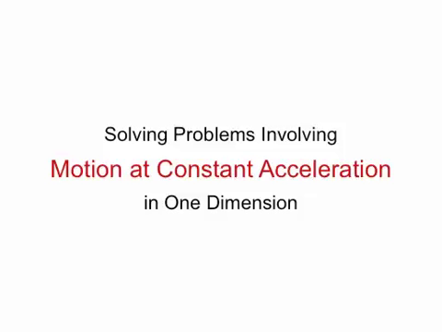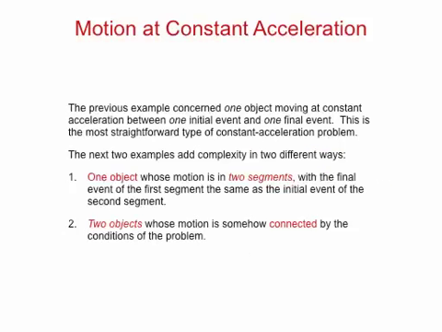We continue our introduction to problem-solving techniques for analyzing 1D constant acceleration motion in this second mini-lesson. In the first mini-lesson, we worked an example involving one object moving at constant acceleration between one initial event and one final event. These are the simplest, most straightforward constant acceleration problems. In this mini-lesson and the next, we'll consider richer, more complex examples.